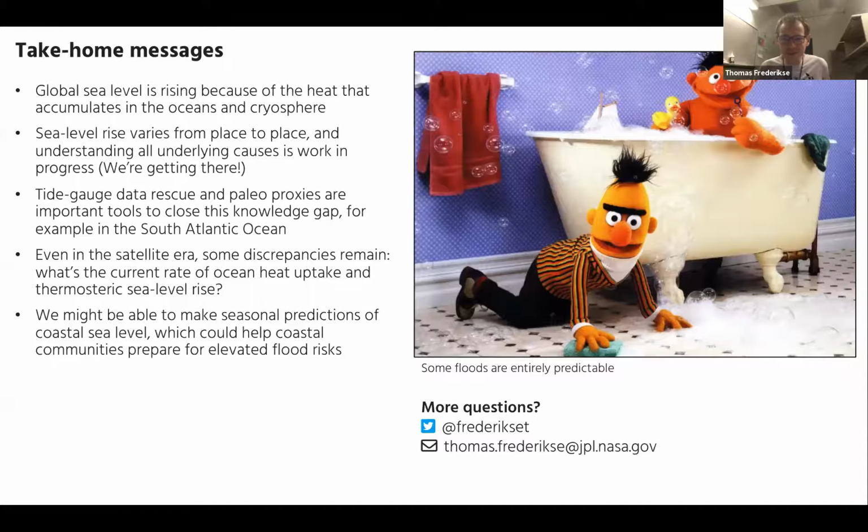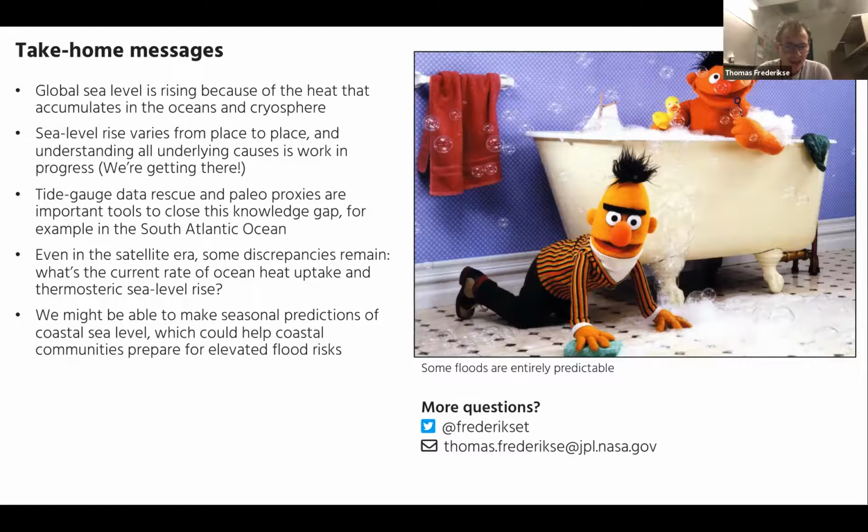And that brings me to the end of today's presentation, with just some quick take-home messages. Remember from the beginning, global sea level is rising because of the heat that accumulates in the Earth system, and that causes the water to expand, and it melts the ice. But sea level is, in a sense, a very regional phenomenon. It varies a lot from place to place, and understanding all these regional processes is still work in progress, but we're slowly adding puzzle pieces to this puzzle one by one. So hopefully we will in the future have a much better grasp on all that's causing these regional variations.